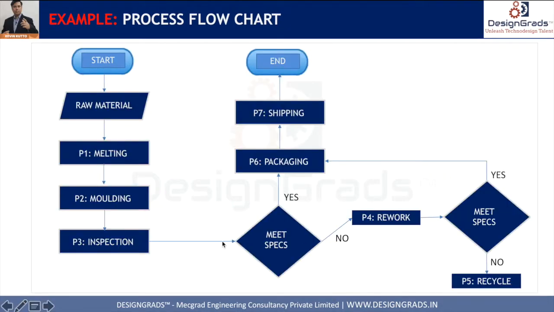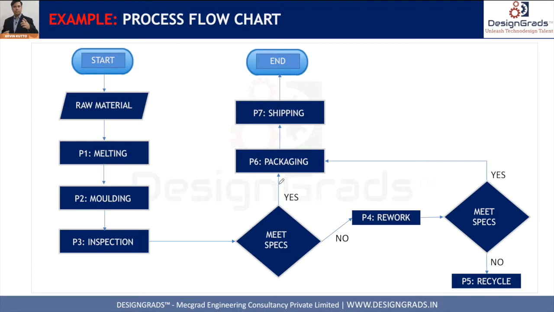Let's see one example. In this example, we start manufacturing a part, packaging it and shipping it, and this is a molded part. So we are starting here, then we have raw material. With this material we are going to process it. That means the first process is the melting of raw material, then the second process is molding, which we can consider injection molding. The third process is inspection. In inspection we are going to take the decision. We are going to ask whether it meets the specification or not.